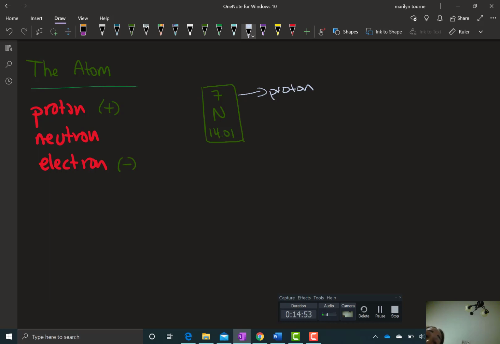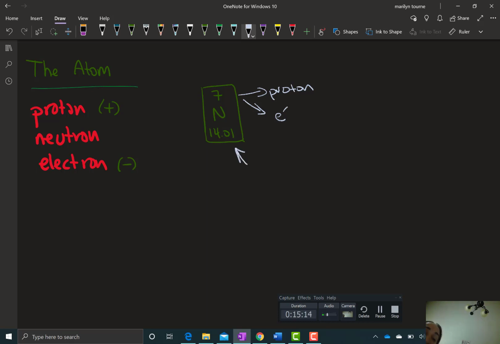At the same time, since all of these elements are neutral, it tells you how many electrons it has. It also tells you the number of electrons. If it has 7 protons, for that element to be neutral, if it has 7 plus charges, then it has to have 7 negative charges for it to be neutral. So it tells you at the same time the number of electrons.